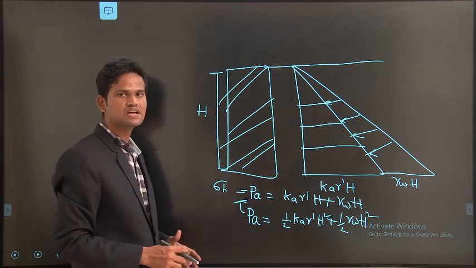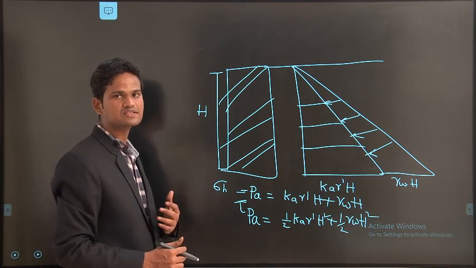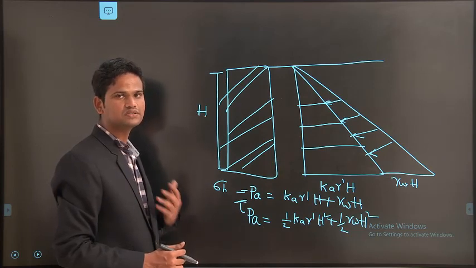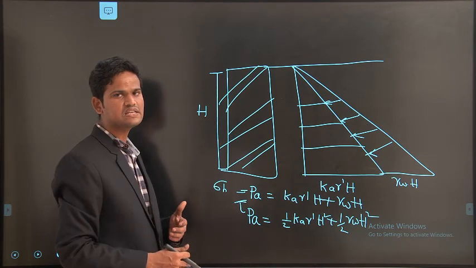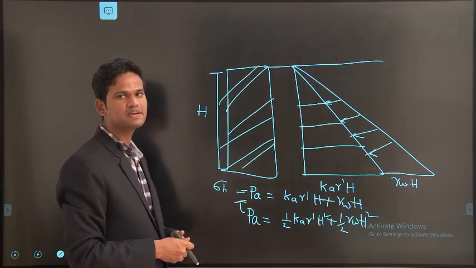Up to this is the second condition, how we calculate the lateral earth pressure when the soil mass is in submerged condition. In the next class, we will see when the soil mass is in dry condition as well as in a steady state condition.